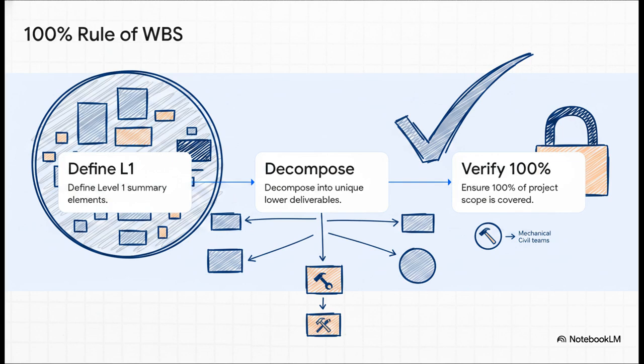Now, a core tenet of professional project controls, and you really need to drill this into your mind, is the 100% rule. This rule flat out demands that your decomposed work packages capture every single piece of the project scope, with absolutely zero overlap and zero omissions. Basically, if a deliverable isn't explicitly in your WBS, it simply doesn't exist in your project.